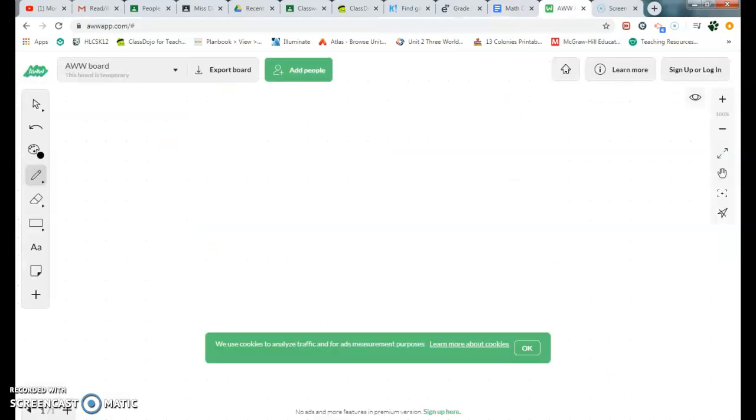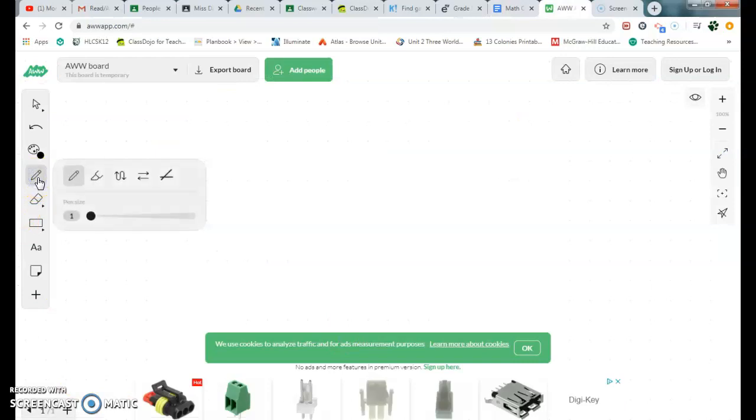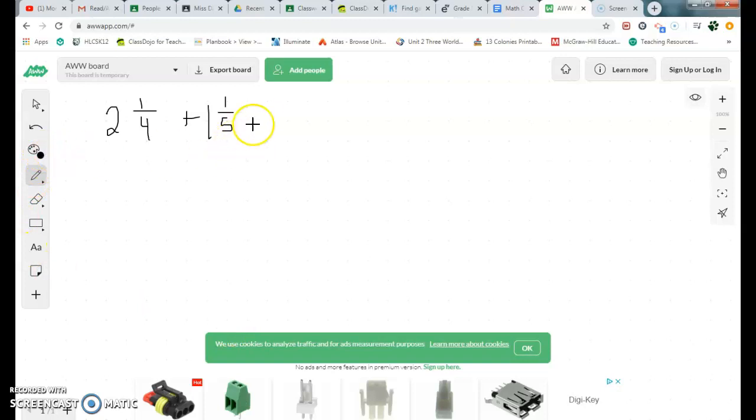So I'm going to jump over to my whiteboard, and I can do black. 2 1/4 plus 1 1/5. There we go. Now, when we are adding mixed numbers, again, this method of big sibling, little sibling only works when adding. It does not work with subtracting, only with adding.